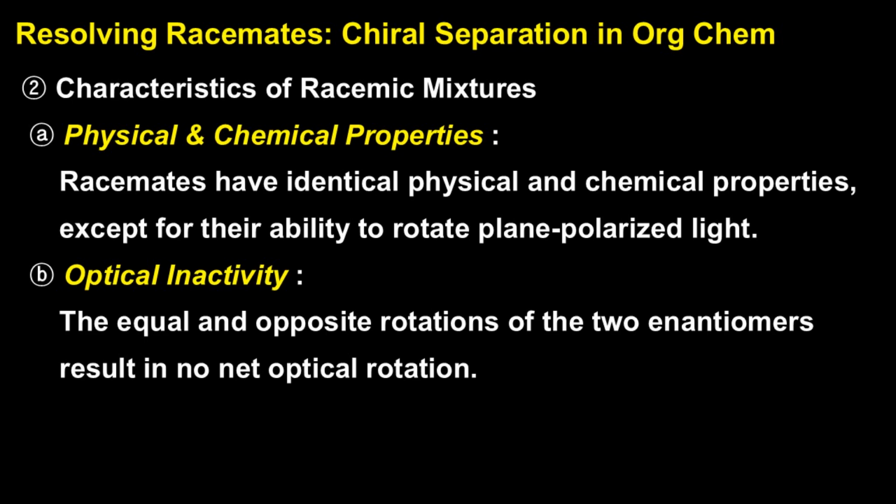Since enantiomers rotate plane polarized light in opposite directions, but by the same amount, they end up canceling each other out. So when you have a racemic mixture, it's optically inactive, meaning there's no net optical rotation.